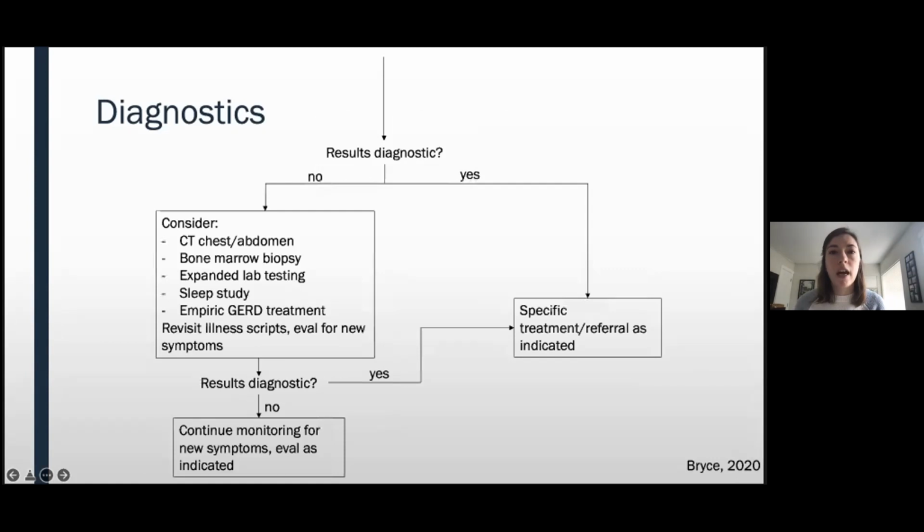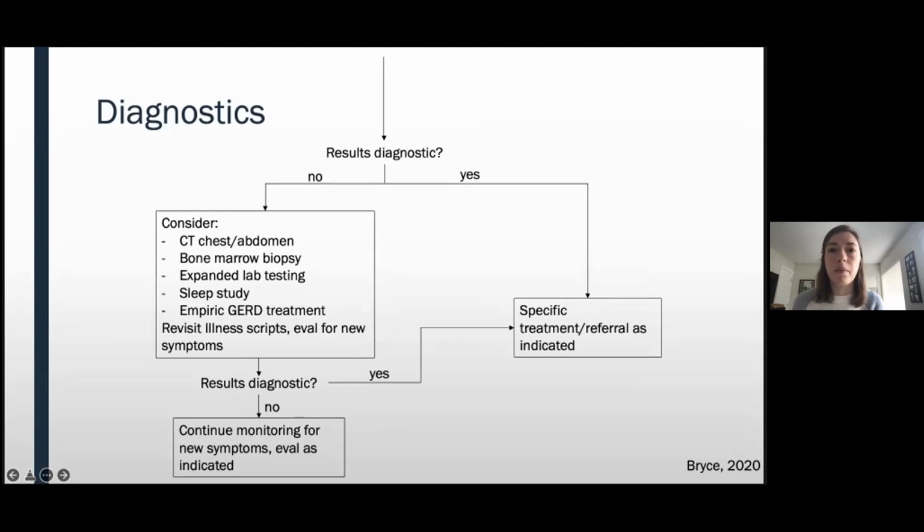And if the results are diagnostic or point you down a path, that's great, and you can treat or more likely refer as indicated by the results of those tests. If they're not diagnostic, this is where all the algorithms break down, and there's a bunch of tests that you can consider, but some of them, specifically a bone marrow biopsy, are fairly invasive.